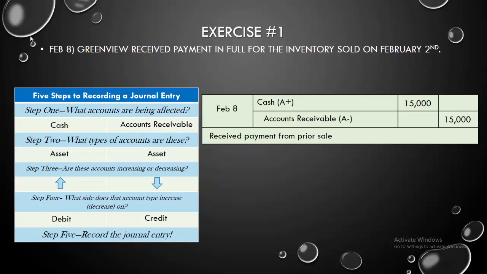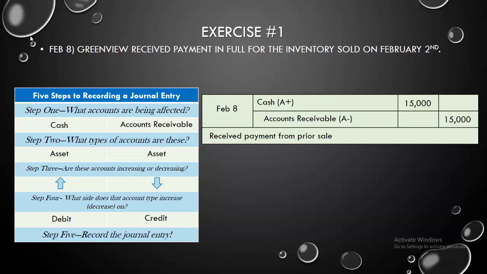On February 8th, Greenview is going to receive payment in full for the inventory they sold on February 2nd. Again, we sold $15,000 worth of inventory. Well, what's going to happen here? We're getting paid, so we're getting the cash, so our cash account has to be going up, and it's an asset. All assets go up with a debit.